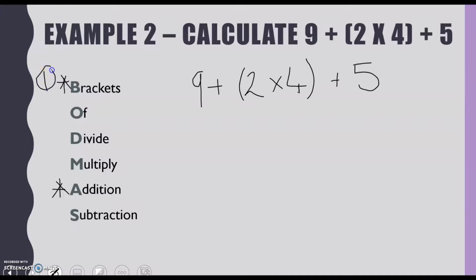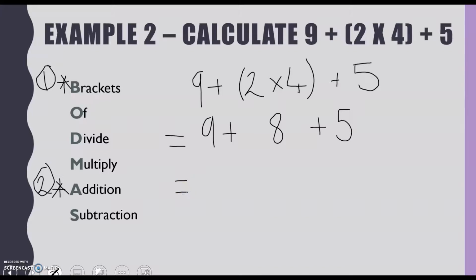So my bracket is the thing that needs to be done first. Addition is the thing that needs to be done second. So my 2 times by 4 then is going to give me 8. I've not done anything with that 9, so I need to keep that as 9 plus that 8, and then that plus 5 at the end there.